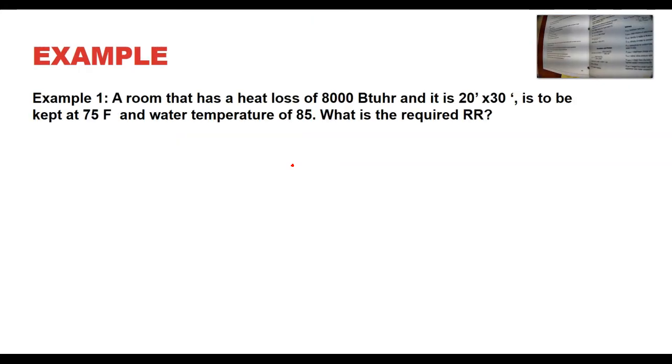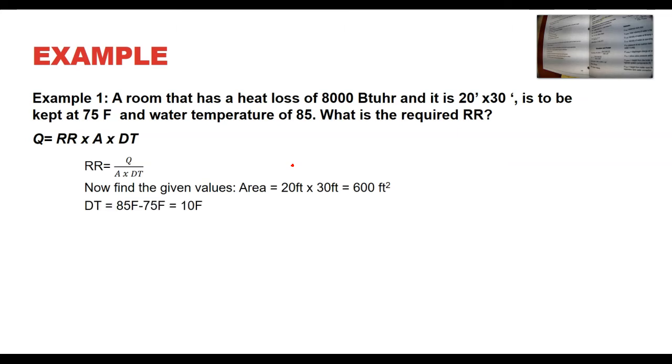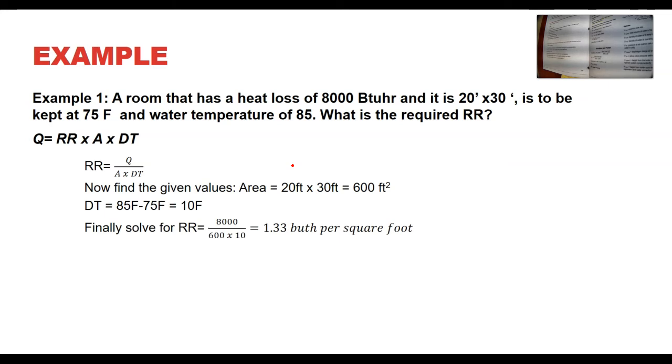Okay, so let's look at this example. A room that has a heat loss of 8,000 BTU per hour is 20 by 30 feet, and is to be kept at 75. The water temperature is 85. What is the required radiation rate? So this is the equation as is, and we try to solve for the radiation rate. Now we find the area, then DT is 10. Finally, we solve for the radiation rate.